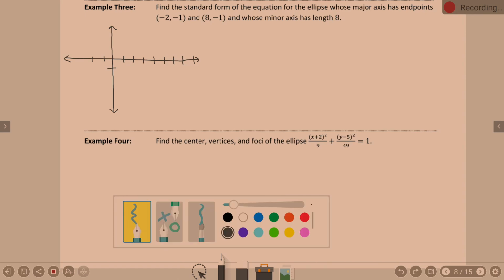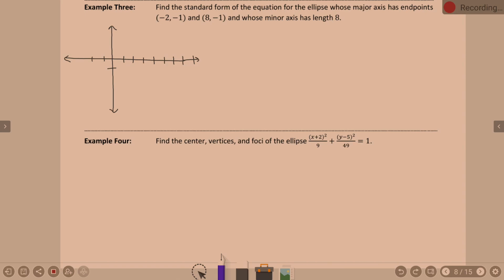Okay, we already know, if I just put these dots on here, the major axis has endpoints, so I know there's a dot at -2, -1, and there's a dot at 8, -1. Okay, thoughts on what I can do from here? So your minor axis would be 4 up and 4 down from these.